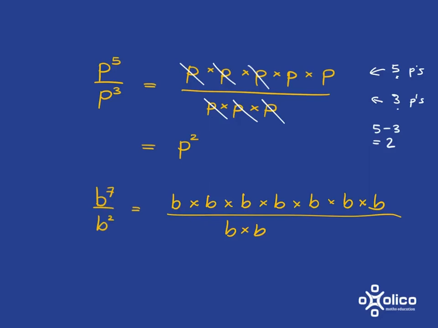Let's look at another example. If we had b to the 7 over b squared, what you've got here is at the top 7 b's multiplied together, and at the bottom 2 b's multiplied together. And these 2 b's at the bottom will take out 2 of the b's at the top. So what you're going to be left with is 7 minus 2, which is 5 b's multiplied together, which is b to the power of 5.